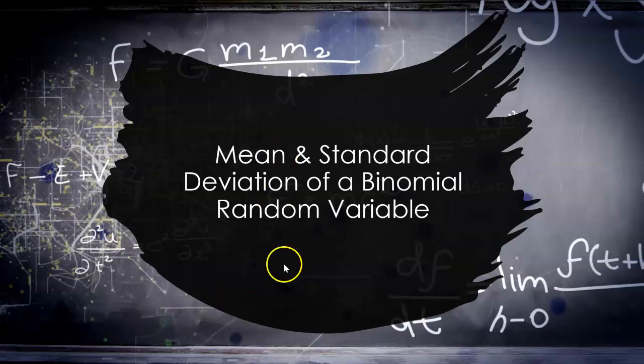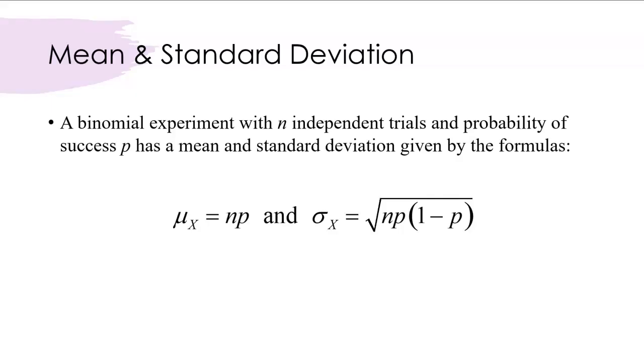So in the last video, we talked about how to construct a binomial random probability distribution. And so we had N, which represented a number of trials, and we had P, which was the probability of success, and then we had 1 minus P, which was the probability of failure. And you're going to use those same variables in calculating the mean and the standard deviation.